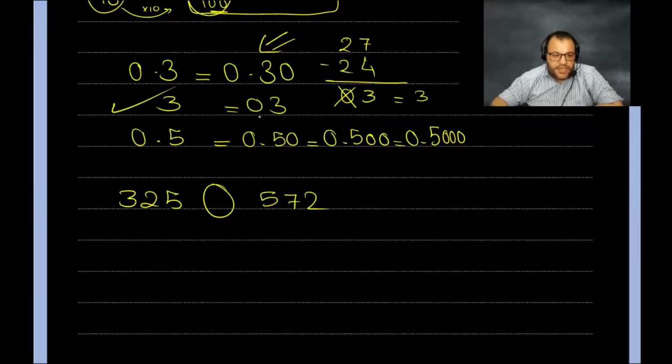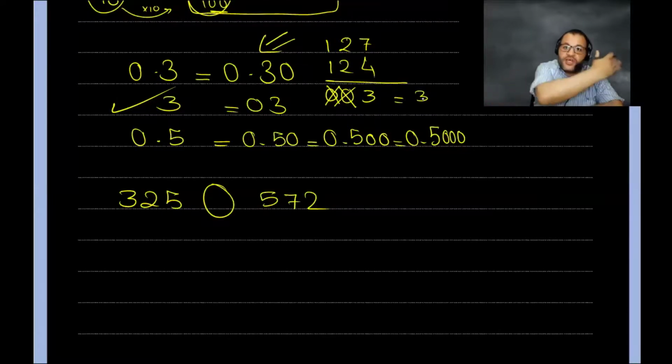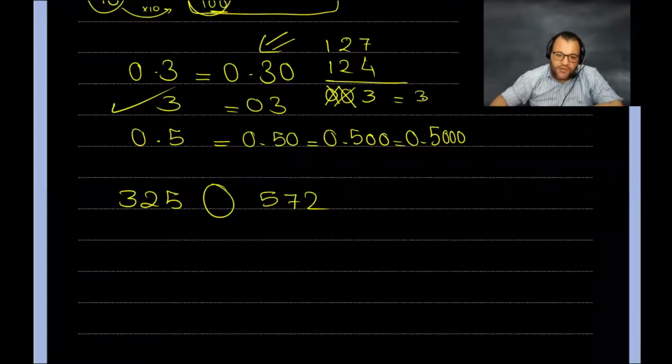Yes. 3 is the same as 0.3. Suppose that I have here this number, 127 minus 124. If you subtract, you will find that you have another 0. So 003 is the same as 3. It means if you add more than one 0 at the left, you will find that the final answer will also be equal to 3. Is that right? 0 at the left.